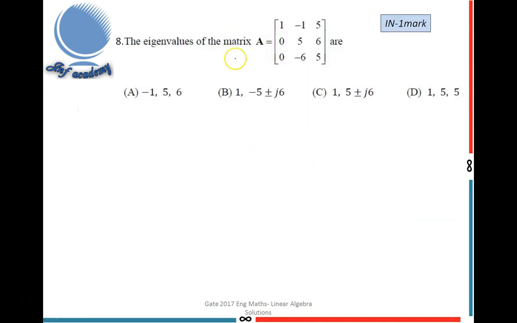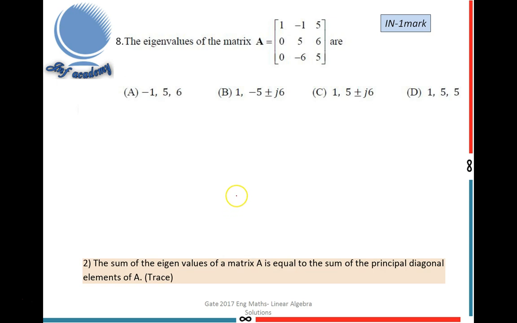Next, move on to the 8th problem. The eigenvalues of the matrix A are. Here I use the first property, which is very simple: the sum of the principal diagonal elements is equal to the sum of the eigenvalues of the matrix. The principal diagonal sum is also called the trace. So the sum of eigenvalues equals the sum of the principal diagonal elements. Here 1 plus 5 plus 5, this is 11.